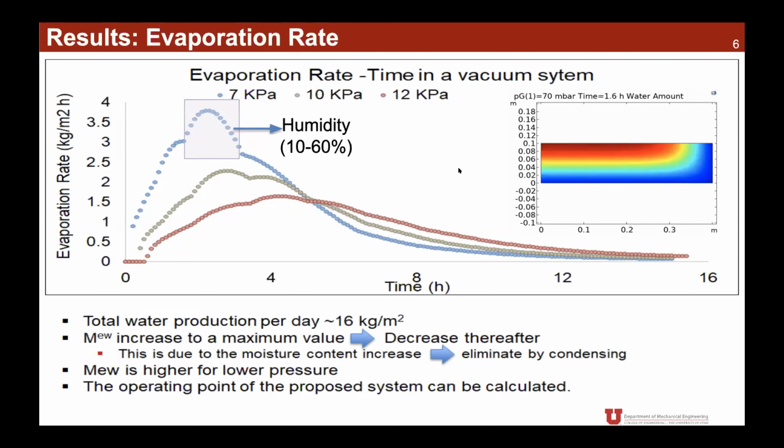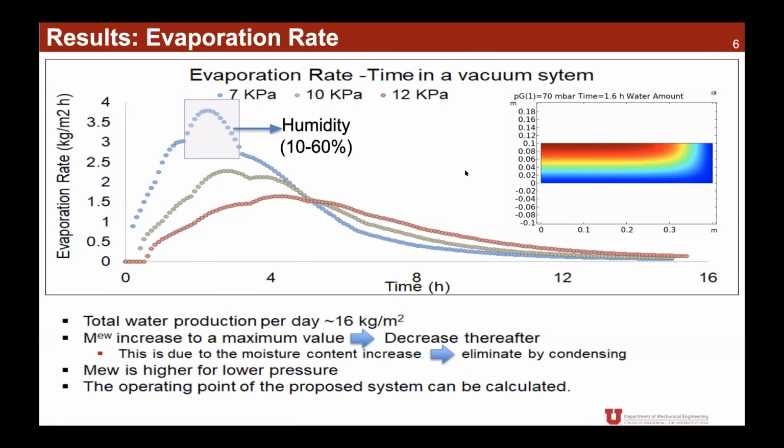So it's the water content on the cylinder. As the water is evaporating, red is like having more water and blue is like having less water. So as the evaporation is occurring over time, the amount of water on the cylinder is decreasing. Okay, got it. And it's for the 7 kilopascal, it's 70 millibar, 7 kilopascal.